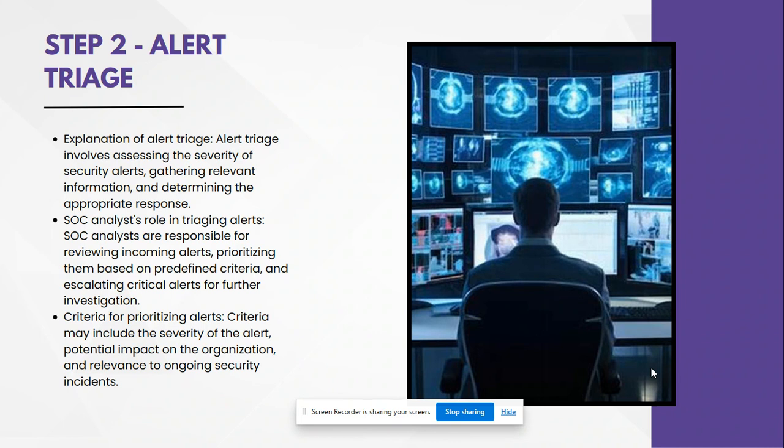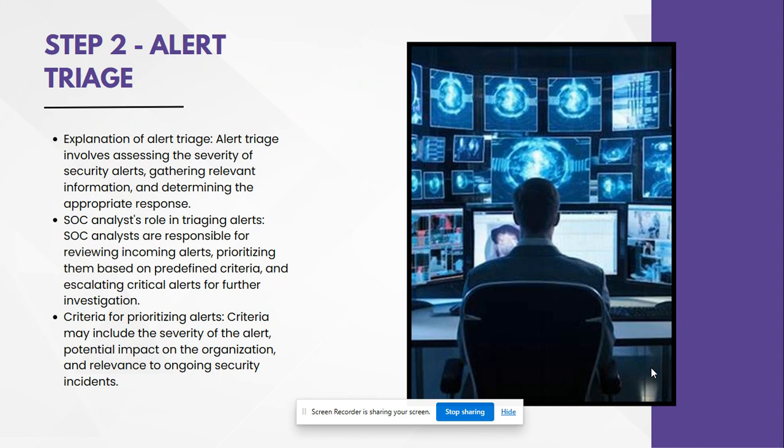Let's say we received an alert indicating a brute force attack targeting an administrative account versus an alert indicating a benign user forgetting their password. The former requires immediate action due to the potential impact on the critical systems. So we need to establish clear procedures for handling alerts, including automated responses for low severity alerts and manual investigation for high severity alerts. We also escalate critical alerts to senior analysts or management for further action.